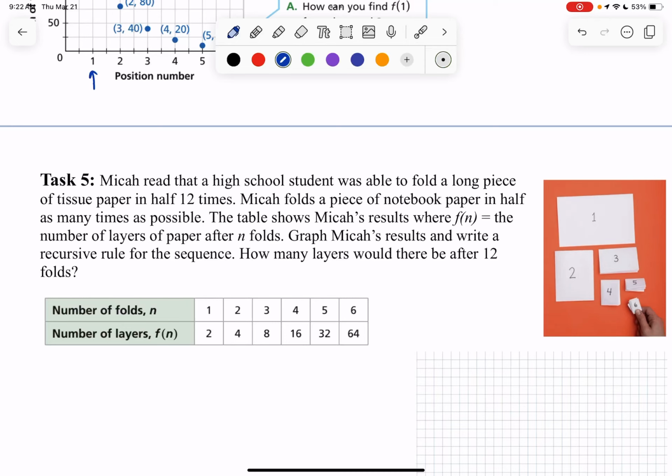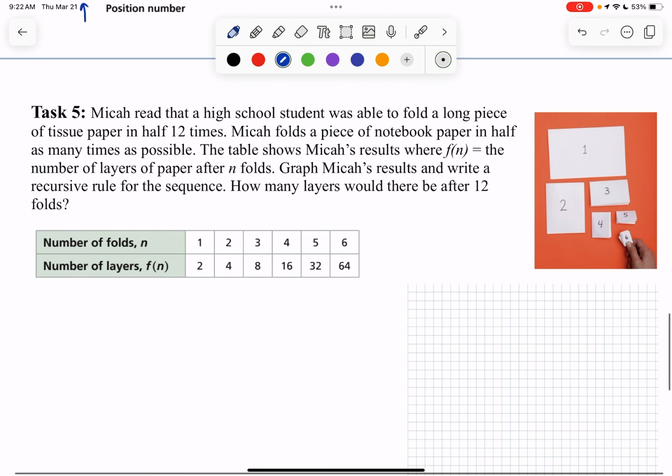Okay, very last task for section 14.1, task 5. So here we have an application type problem. We have Micah. He read that a high school student was able to fold a long piece of tissue paper in half 12 times. So Micah folds a piece of notebook paper in half as many times as possible.